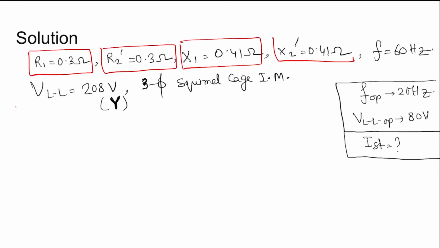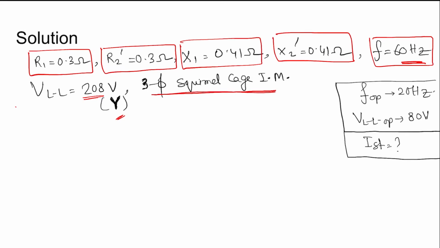Coming to the solution, these are the values given: R1 equal to 0.3 ohm, R2 equal to 0.3 ohm, X1 equal to 0.41 ohm and X2 dash equal to 0.41 ohm. It was designed for 60 Hz frequency and 208 volts line voltage, star connected 3 phase squirrel cage induction motor. Now it is asked to find the stator current I stator for operating frequency 20 Hz and applied voltage 80 volt in the stator circuit.